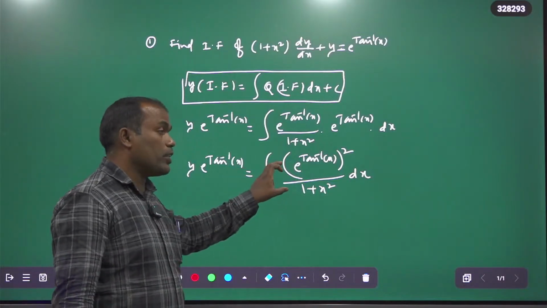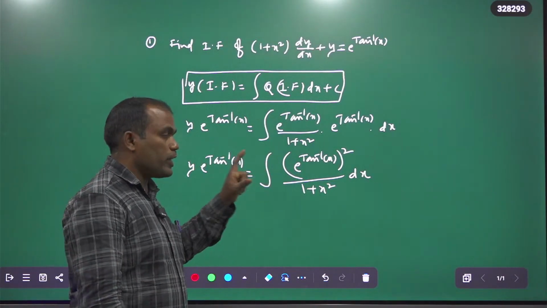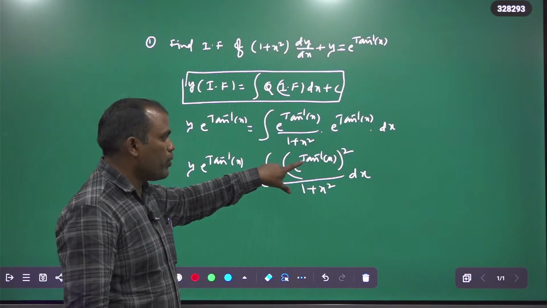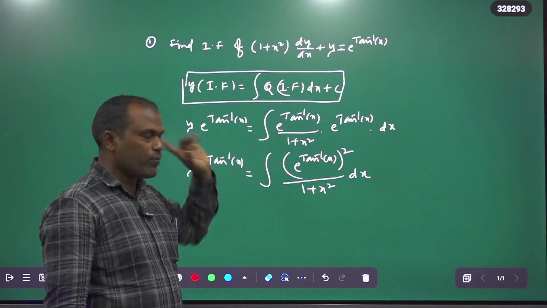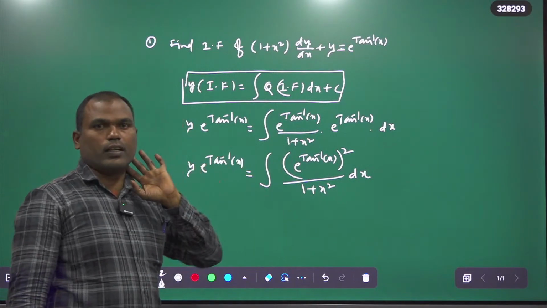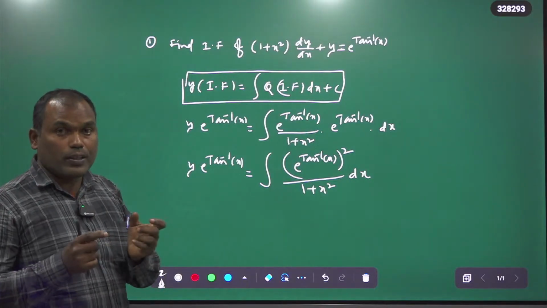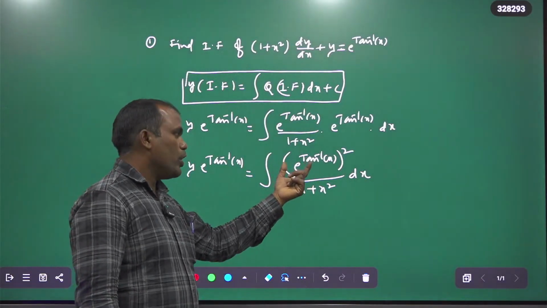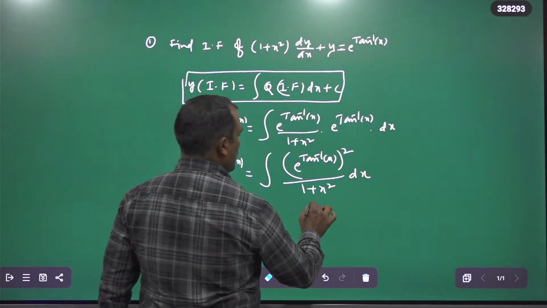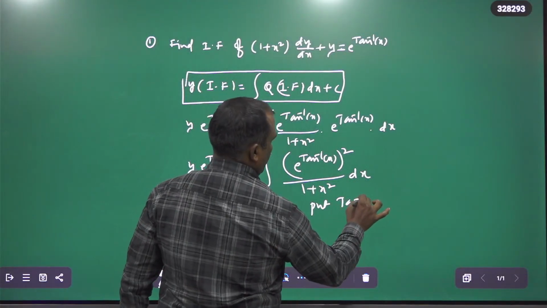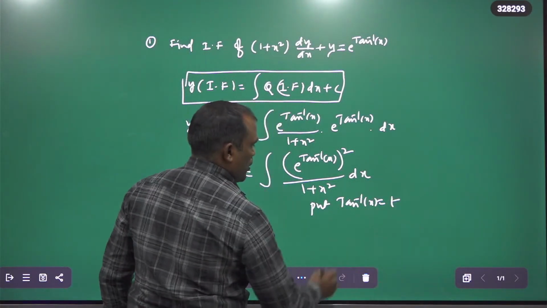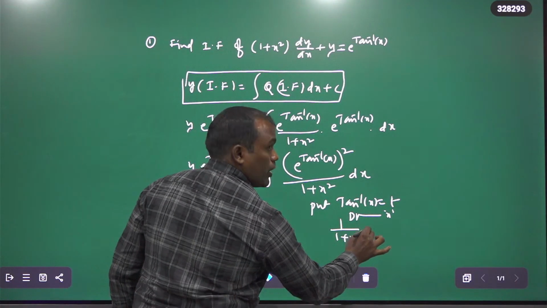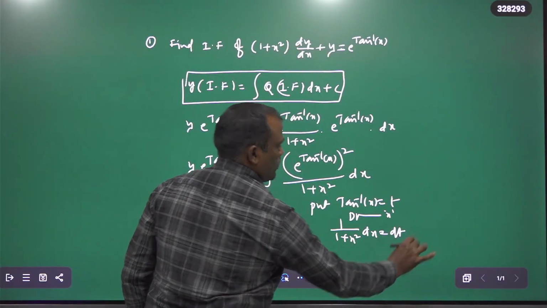And next we should observe the method of substitution. The second point is, for the method of substitution, how many functions are there. First we should observe. So e power tan inverse of x whole square is there and 1 by 1 plus x square is there. In this case, two functions. So which one do you have to take as t here? If you take, I am writing here, put tan inverse of x equal to t. Now differentiate with respect to x: 1 by 1 plus x square into dx equal to dt.